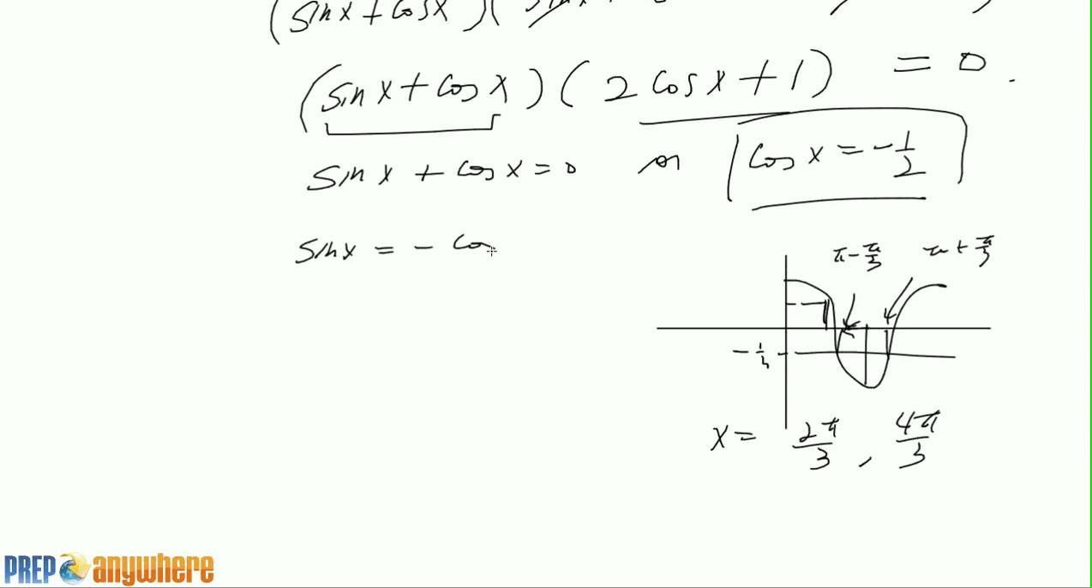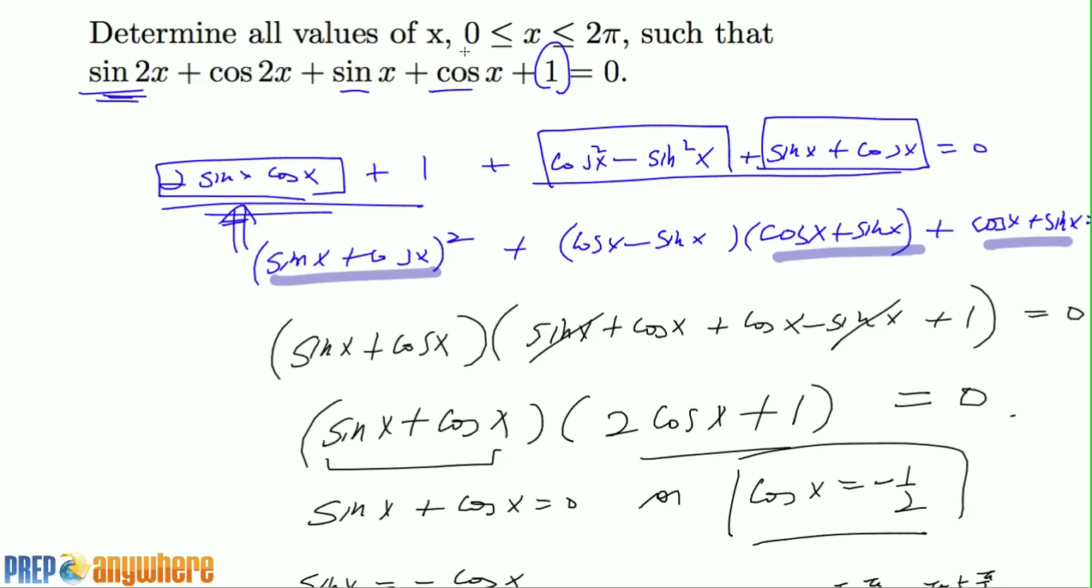Here, this is equal to minus cosine of x. Divide both sides by cosine, and you do get negative pi over 4. Actually, negative pi over 4 is not valid because we have to find answers from 0 to 2 pi.